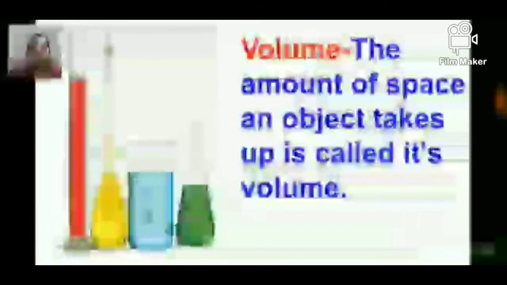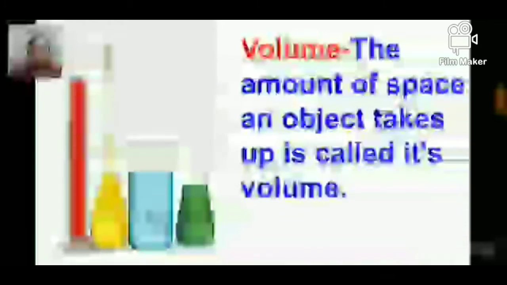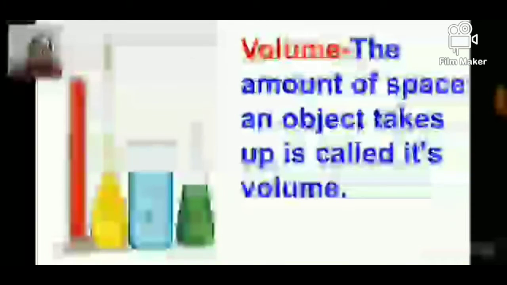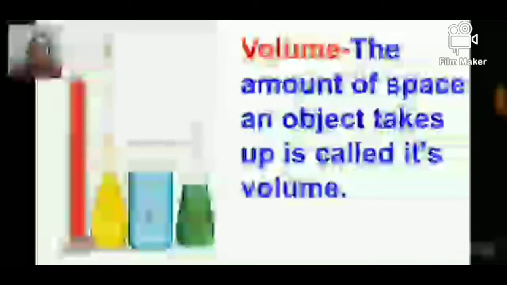For example, the volume or the capacity of this bottle is 5 liters and the capacity of this bottle is 1 liter. What does it mean? It occupies 1 liter of liquid. So, we measure liquids by their volume, that is the space they occupy. So, what is volume? The amount of space an object takes up is called its volume. What is volume, children? Repeat after me. The amount of space an object takes up is called its volume.